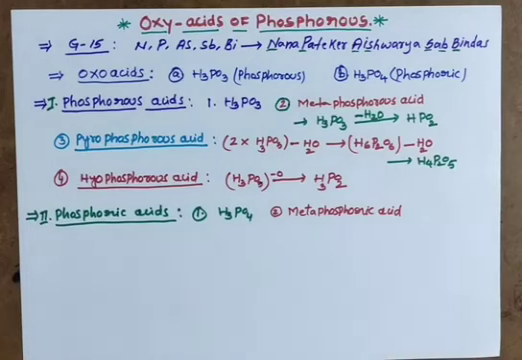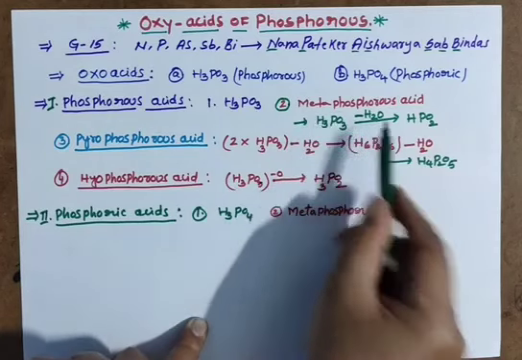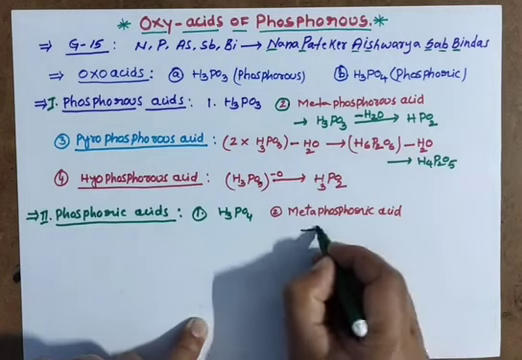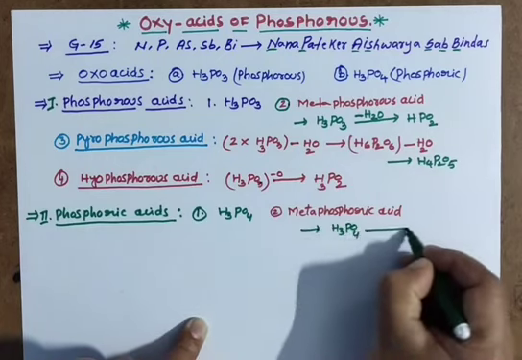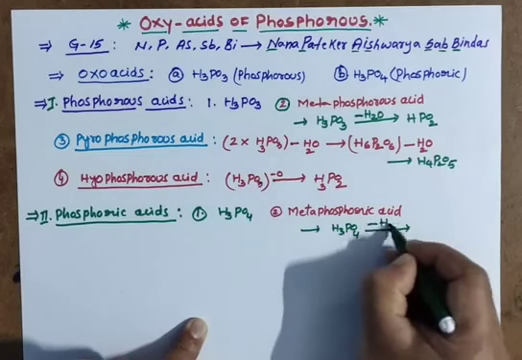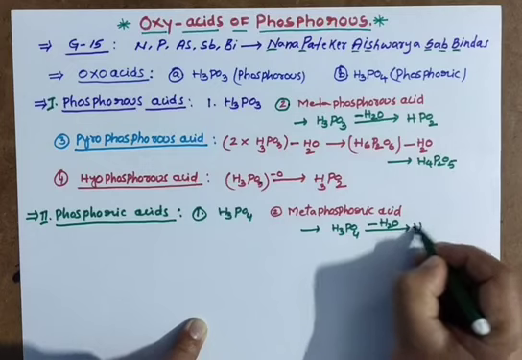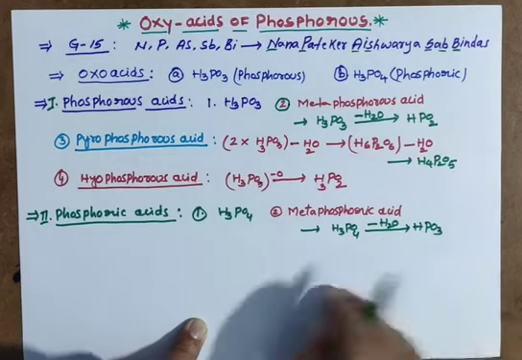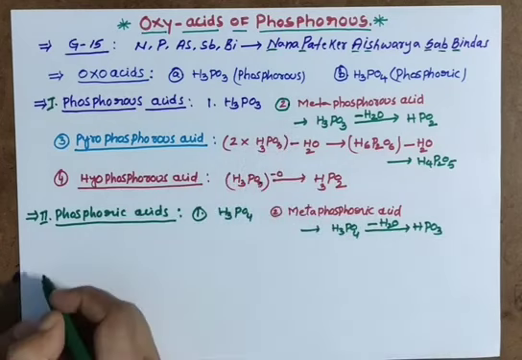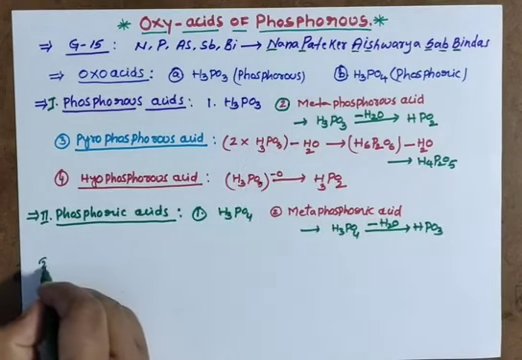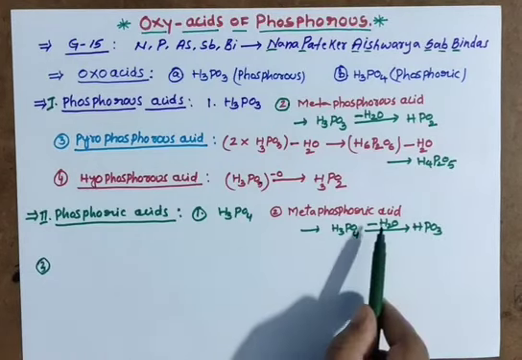How do you get metaphosphoric acid? Very easy. From the basic unit we removed 1 water molecule. Same method. H3PO4, remove 1 water molecule, and you get meta, HPO3. Same method here. Go for another one. Two we completed: phosphoric, metaphosphoric.